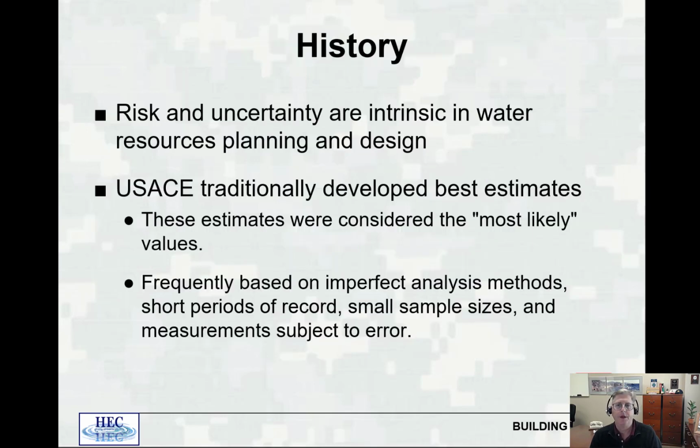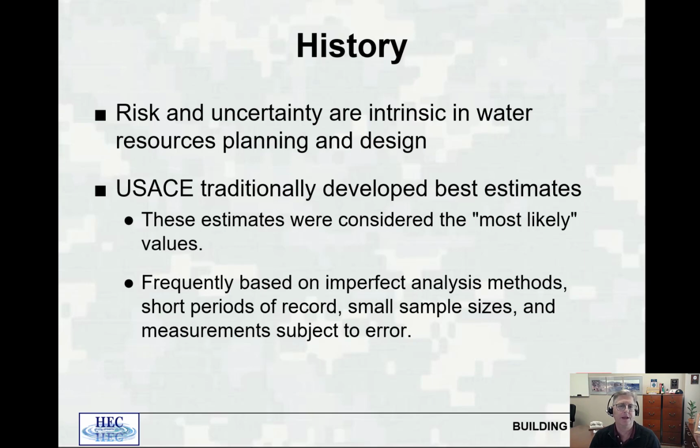So, history. All measured or estimated values are to various degrees uncertain. So risk and uncertainty are intrinsic in water resources planning and design. USACE traditionally developed best estimates. These estimates were considered the most likely values, the most likely scenario that's going to happen. And these things are frequently based on imperfect analysis methods, short periods of record, small sample sizes, and measurements that were subject to error. So let's unpack that a little bit.